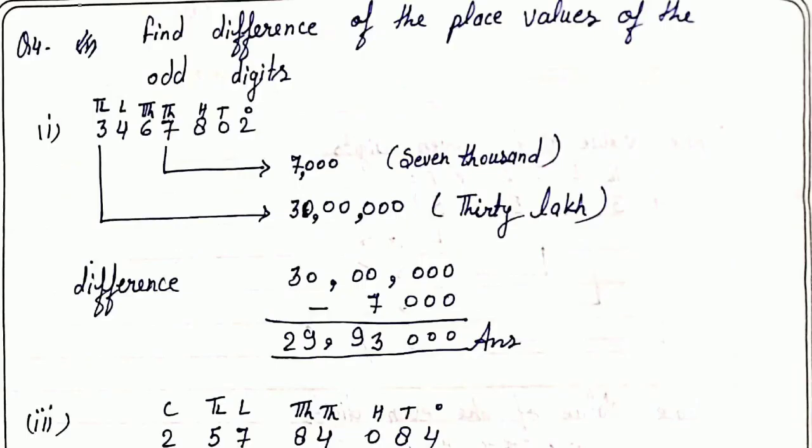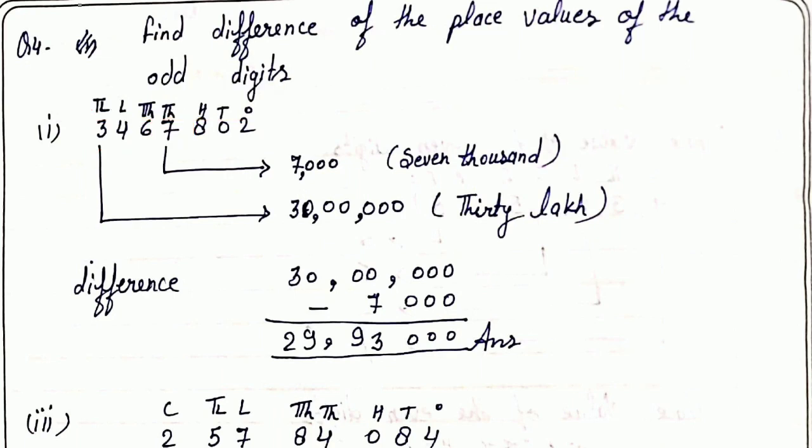Now see, in first part, first we mention all the periods: ones, tens, 100, 1000, 10,000, lakh, 10 lakh, and here we will see what are the odd digits. So here 3 and 7 both are odd digits, so 7's place value will be 7000 because it is situated in 1000 place, and 3's place value will be 10 lakh. 10 lakh place is there, so 30 lakh will come.